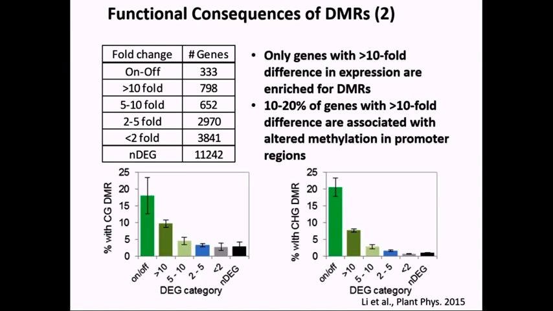So here what we did is we didn't start from methylation, we started from expression. You take all genes and you split them into non-differentially expressed, they're different, but less than twofold different, all the way to on-off genes. Then we ask, for each type of gene, how often is the promoter differentially methylated? What you'll see is that the only time when differential methylation starts to become enriched is when you get to genes that are greater than tenfold or on-off. Of on-off genes, things that are on in one genotype and off in the other, now about 20% of those or so have differential methylation.